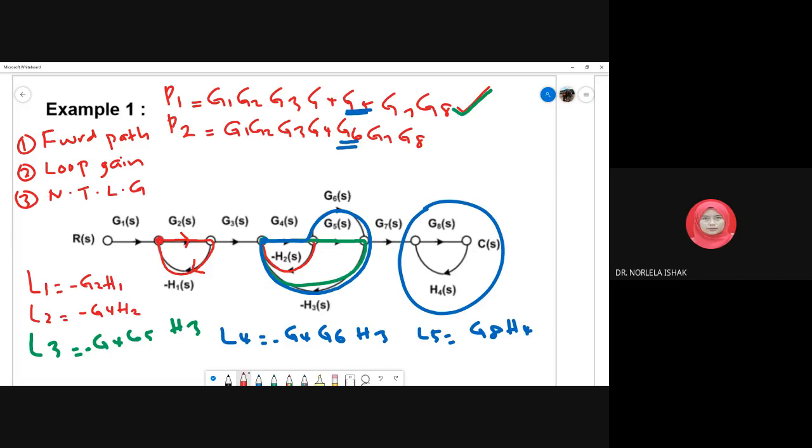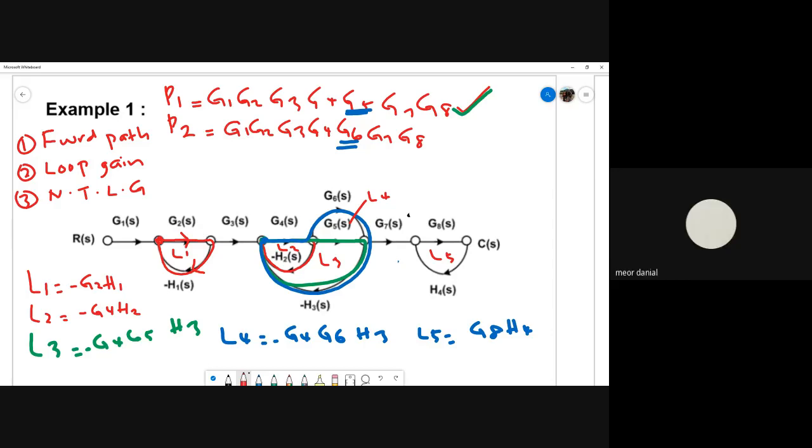Okay, what is a non-touching loop gain? Means you have to define the non-touching loop gain. Which one a non-touching loop gain? Which one non-touching each other? This is the L1. This is the L2. L3, the green color. And the blue color is the L4. And this is the L5.